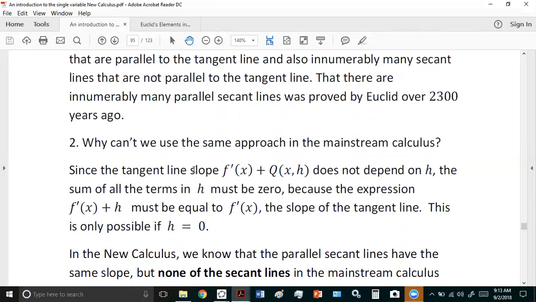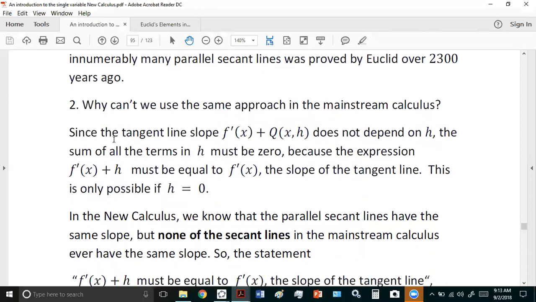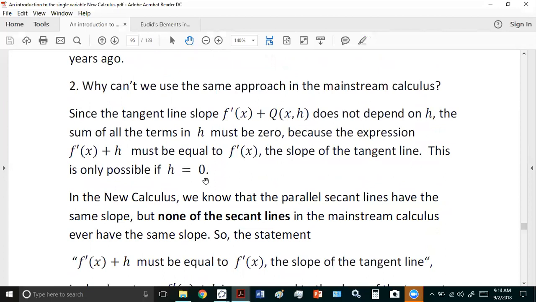Why can't we use the same approach in mainstream calculus? Good question. Very, very simple answer. Since the tangent line slope, f prime of x, does not depend on h, the sum of all the terms in h must be 0, because the expression f prime of x plus h must be equal to this, which is the slope of the tangent line. This is only possible if h is equal to 0.